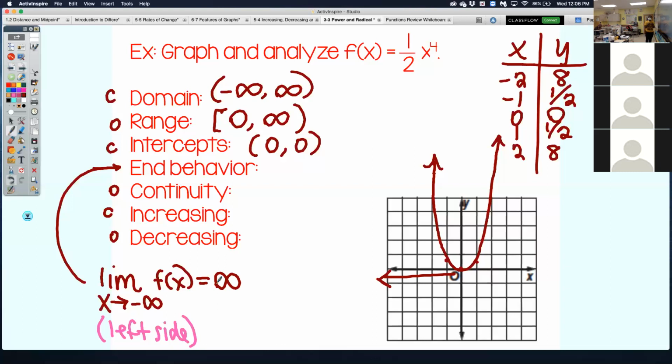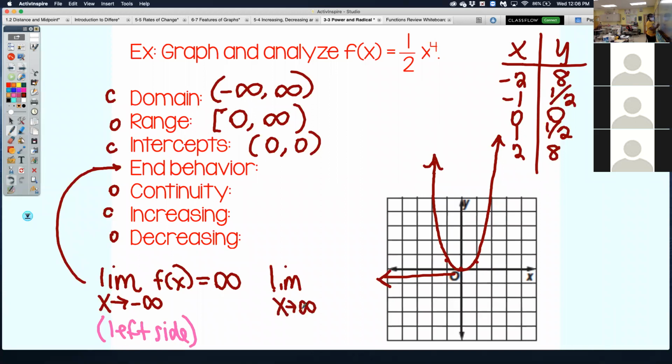Remember before when we were doing continuity in 3-1, it was approaching a particular number. Well, now with end behavior, we're talking about whether it is approaching positive infinity, negative infinity, or could be approaching a number. It really just depends on the power function. That's the left side. We have to do the right side as well.